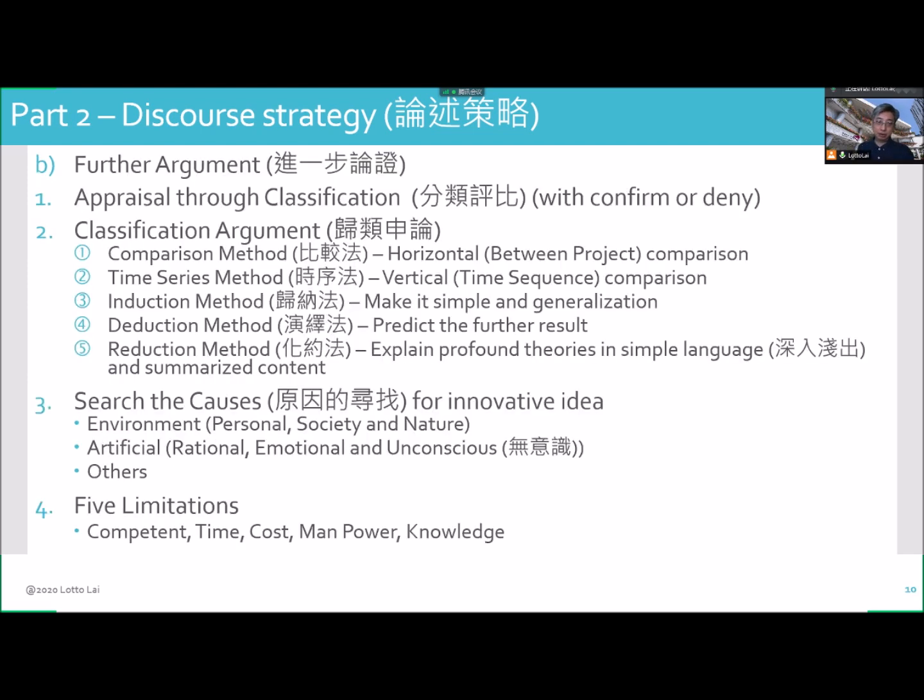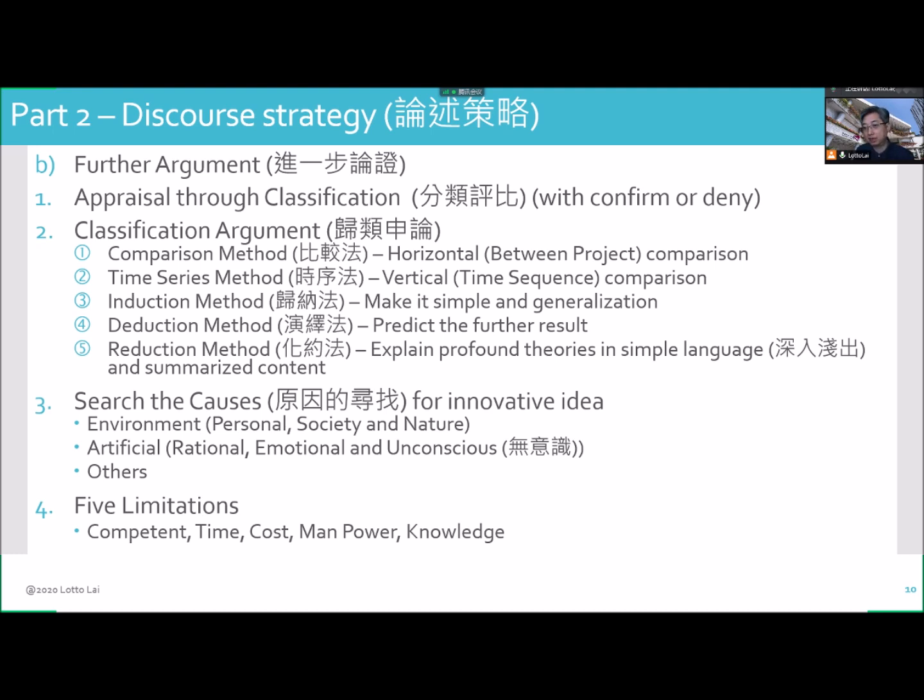The second part is further argument. You can appraise full classification with confirmation and identity. The classification argument uses something like the comparison method. We call it horizontal project comparison. The time series method is vertical, using a time series comparison. The induction method makes things simple, with generalized induction. The deduction method is to predict the further result.